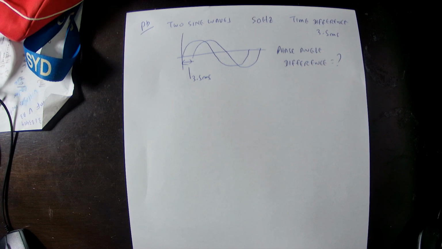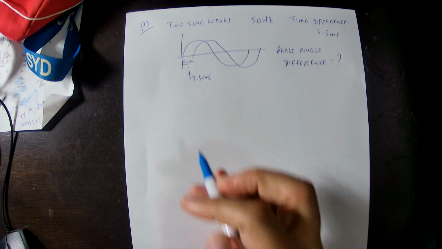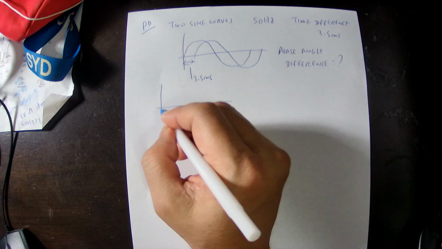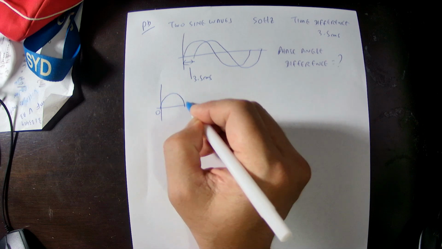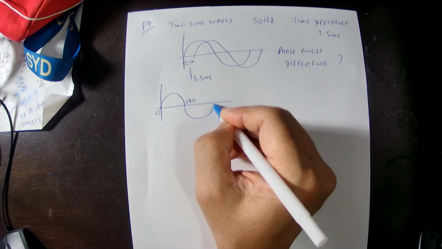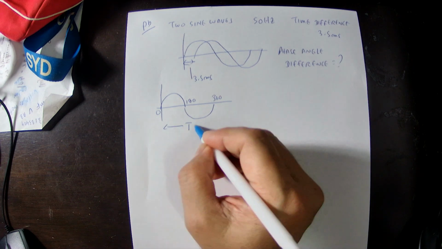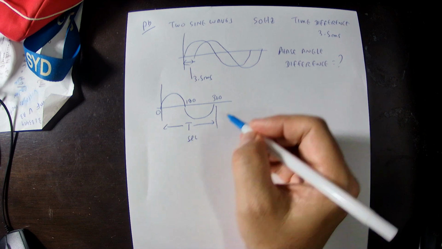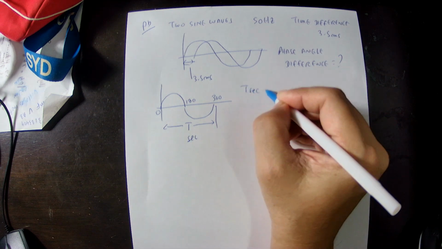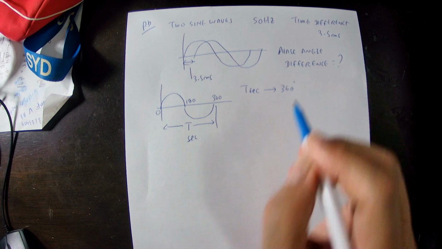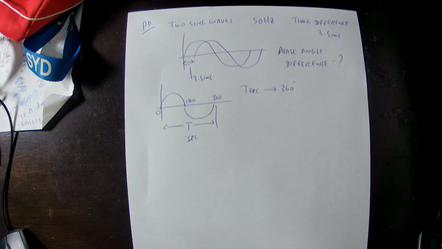So in this case, how do we calculate? We have to know that one waveform goes from 0 to 180, and 180 to 360. To travel the 360 degrees, the time taken is T seconds. So that is one period. To complete one cycle, the time taken is T.